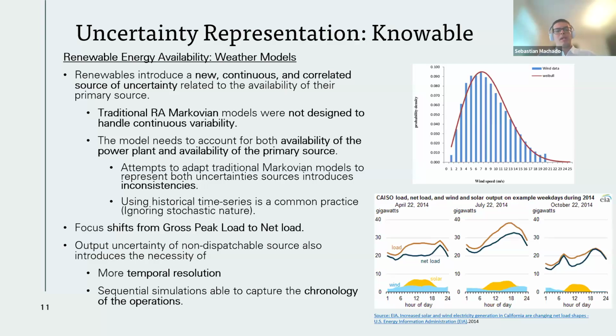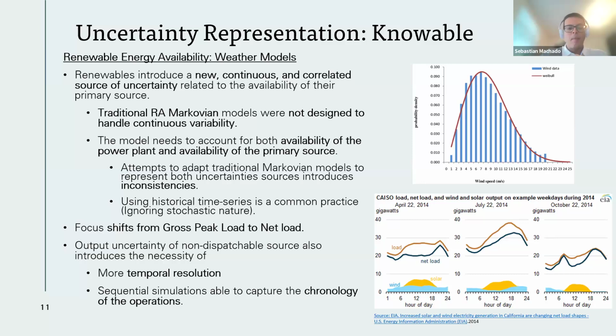So also, from the perspective of uncertainty representation in resource adequacy models, variable renewable energy sources introduce a new type of uncertainty that is continuous and correlated and directly tied to the availability of the primary source of these renewable sources. And traditional resource adequacy Markovian models were not designed to capture this kind of continuous probability function. They were designed to capture asset availability in discrete states.